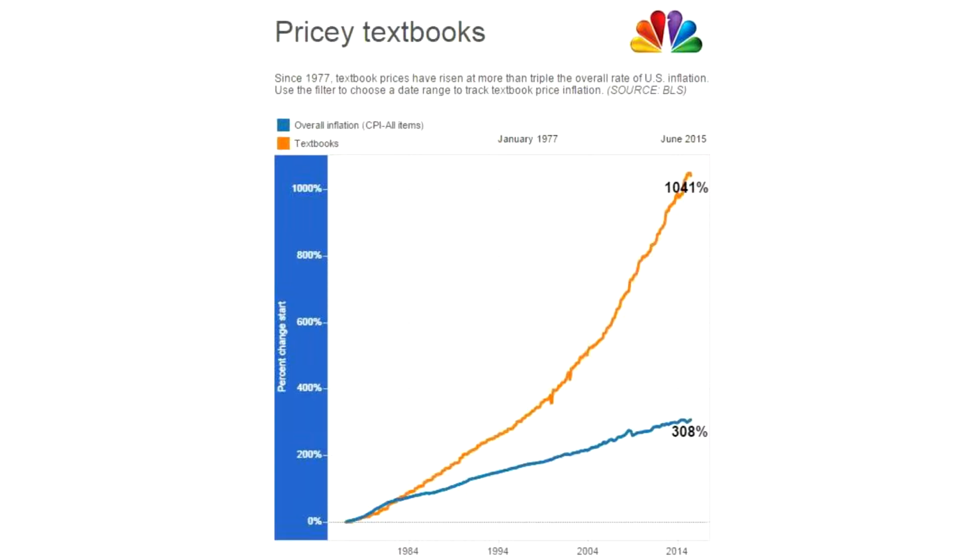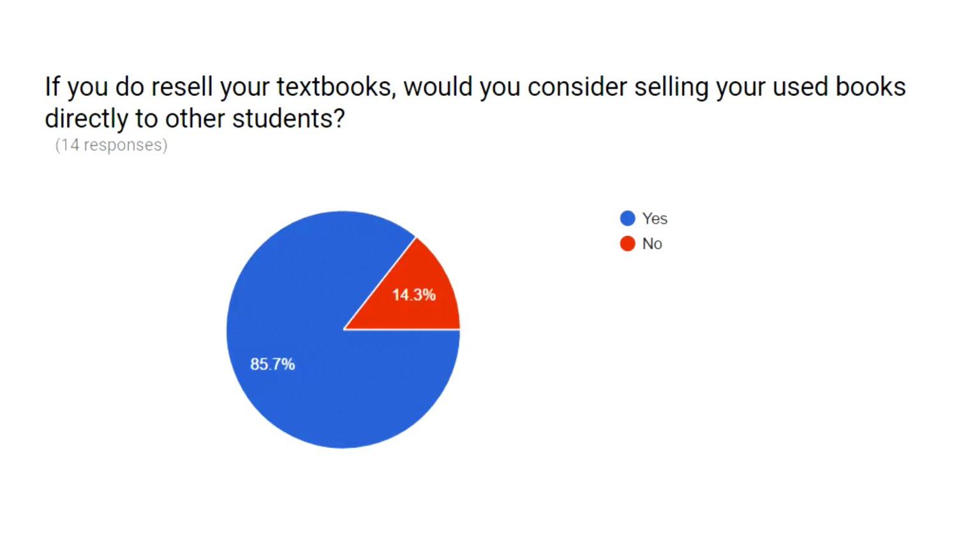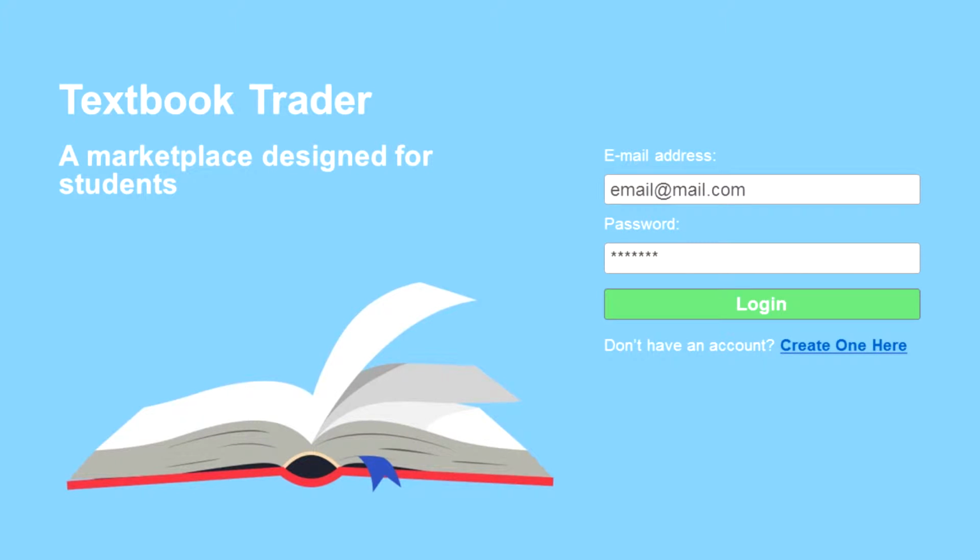Since 1977, textbook prices have risen at 3 times the rate of inflation. According to our research, students are desperately looking for a more reasonably priced alternative to purchase and sell their textbooks. With our TextBook Trader application, we aim to provide an efficient, user-friendly, and responsive web interface that students can use to sell and purchase textbooks from one another on whichever device they prefer to use. Jesse Rowe will now give you a quick run-through of the user interface we have developed for TextBook Trader.